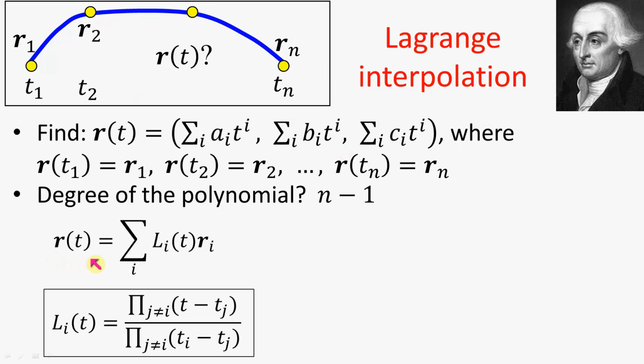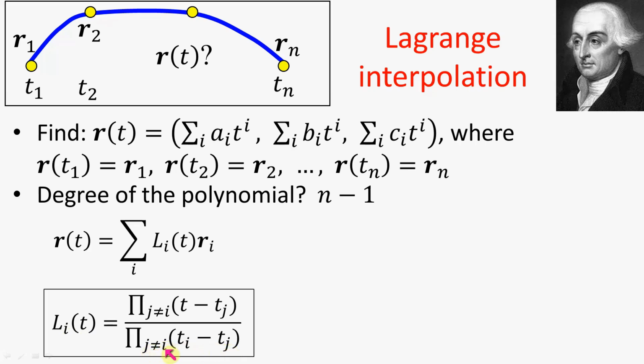The interpolating polynomial looks like this. We take the control points and weight the control points by weighting functions and add them up. The weighting functions are shown here. A weighting function is a ratio where both the numerator and the denominator are products. In the denominator, we take the knot value of the current weighting function i and subtract all other knot values from it, and these differences are multiplied.